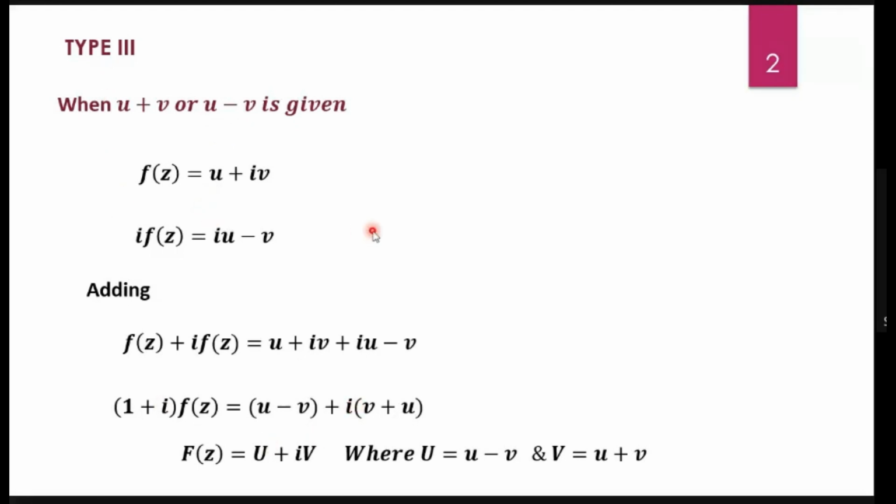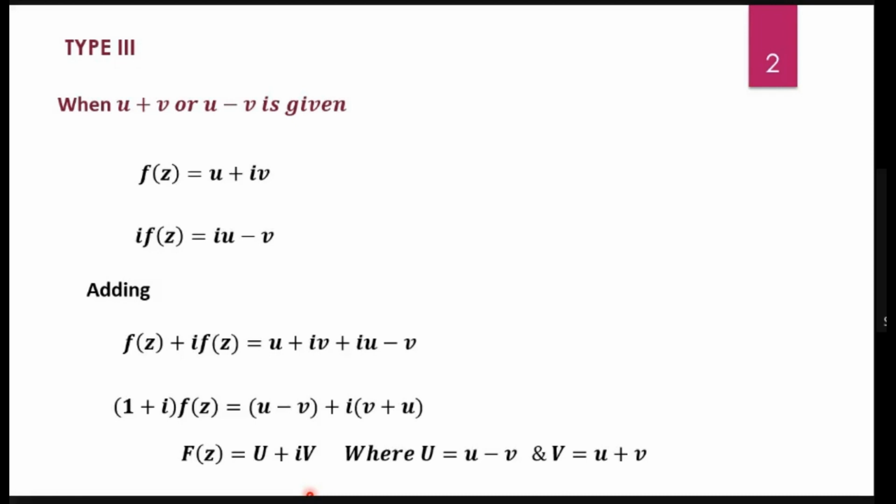Okay, so we start with f of z, multiplying by i on both the sides. We get i f of z is iu minus v, adding, then we get 1 plus i f of z, where the real part is u minus v, the imaginary part is u plus v, and then denoting the left hand side by capital F of z. Now here capital U and capital V. Okay, this is the first step. So whenever you are given problems of the type u plus v or u minus v, you write these steps. Two or three steps are required to write what is capital F of z. Okay, so now I hope you have taken down this.